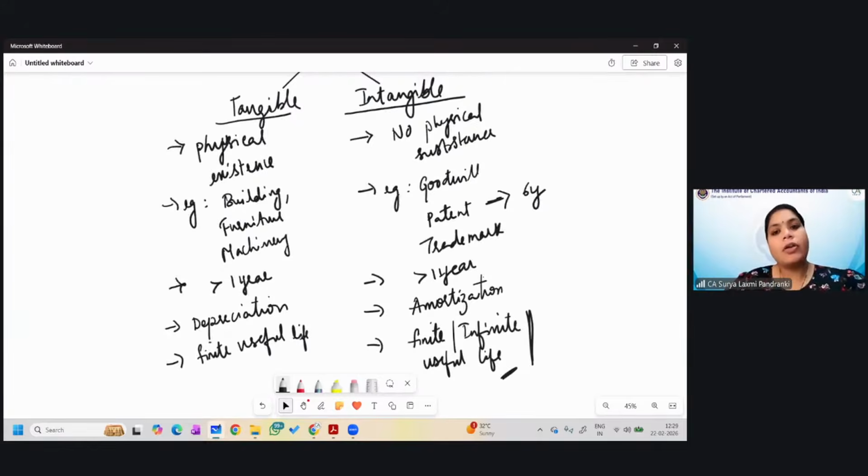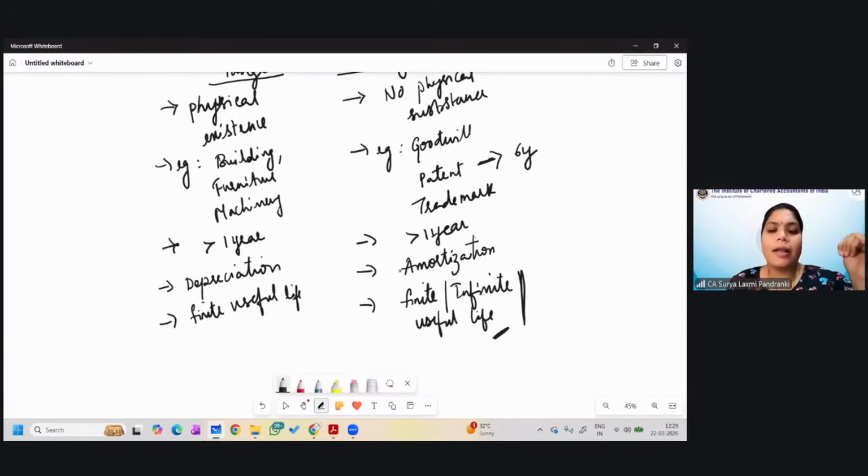So it depends. Not all the intangible assets have finite or infinite useful life. It depends on how you have purchased it or how you have taken the right on it. So that is the difference between tangible and intangible asset. And the main thing is about depreciation and amortization. We are talking about that chapter, depreciation and amortization, right?